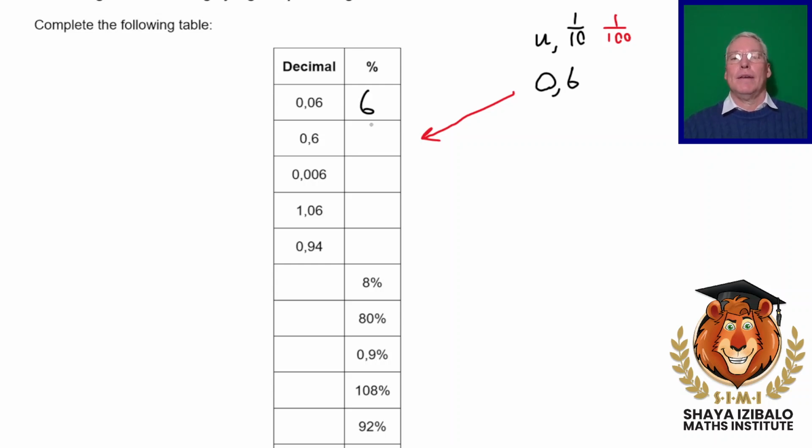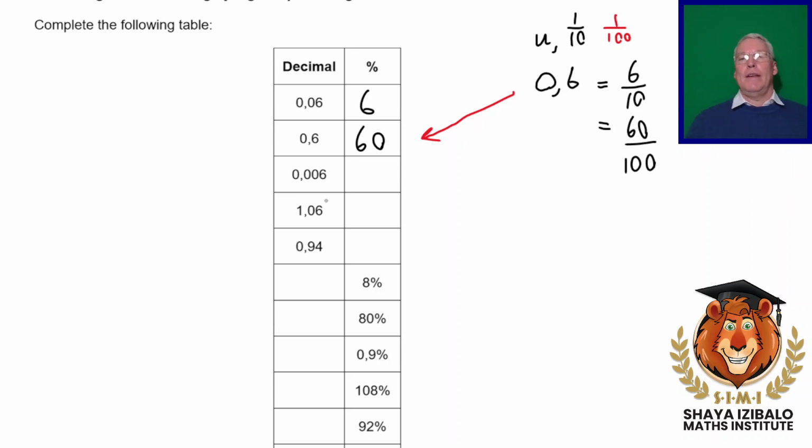6%. This one is 6 out of 10. Now, what is 6 out of 10 in terms of hundredths? It's actually 60 out of 100. It's actually 60%.